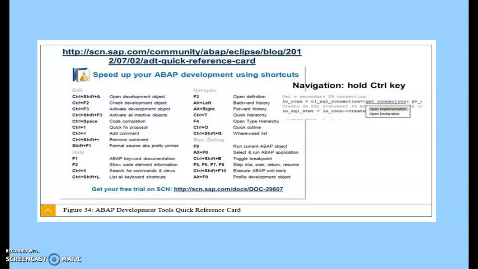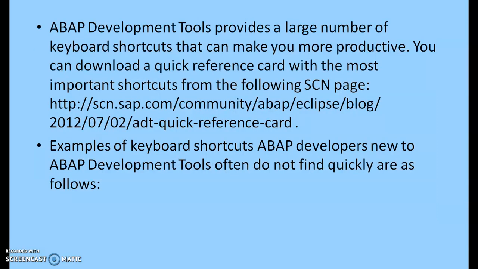So we have the ABAP development tools quick reference card. This is a very quick reference card for ABAP development tools. ABAP development tools provide a large number of keyboard shortcuts that can make you more productive. You can download a quick reference card with the most important shortcuts from the following SCN page. We have an SCN page here. I'm going to give you this link down in the description of this video.